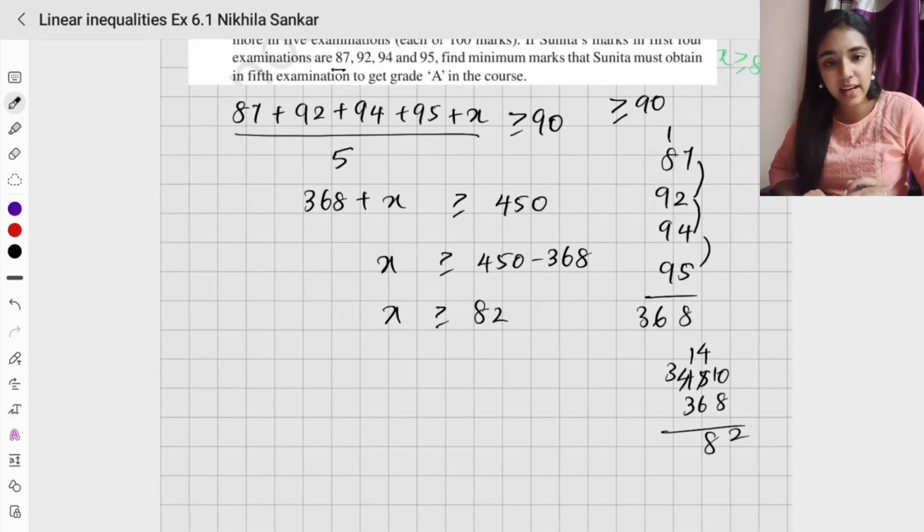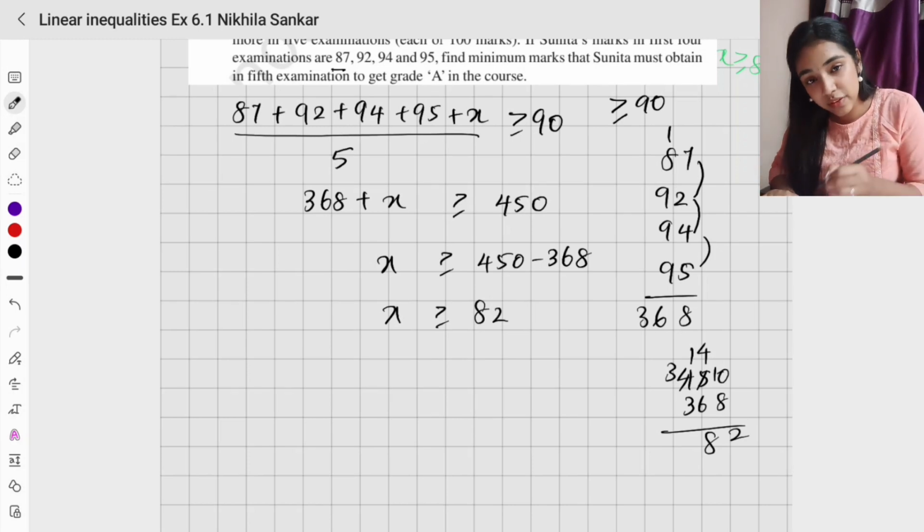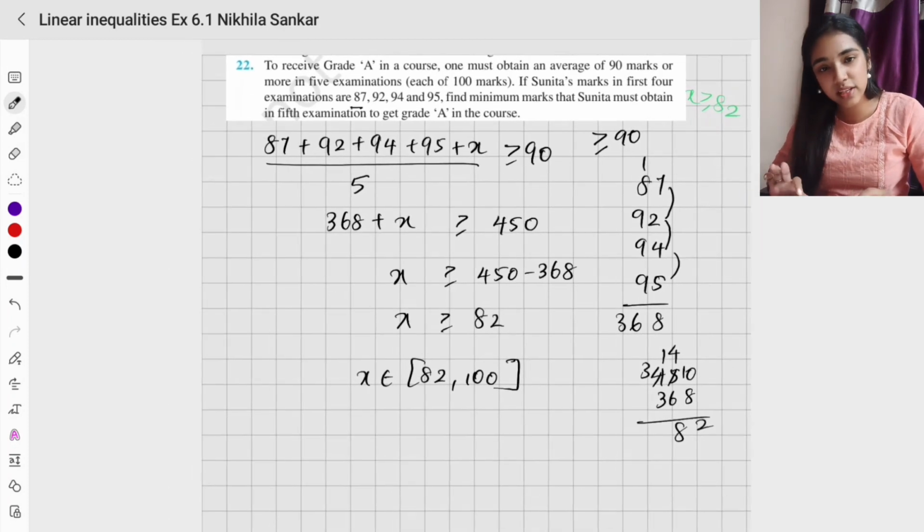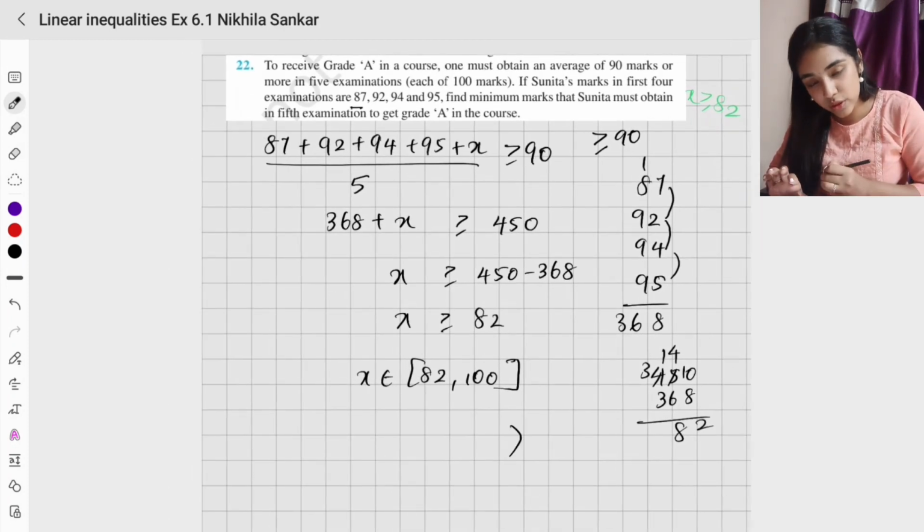82 க்கு கீழ வாங்குனானா 90 average வராது. Okay, she'll get something around 89 point something வந்துரும். ஆனா 90 வராது. So her 5th examination mark has to be at least 82 ல இருந்து 100 வரைக்கும் போலாம். She also can get 100. Okay, 100 எடுக்கலாம். அதனால closed interval. 100 எடுக்க முடியாதுன்னு கிடையாது. அதனால you should never put a circular bracket.